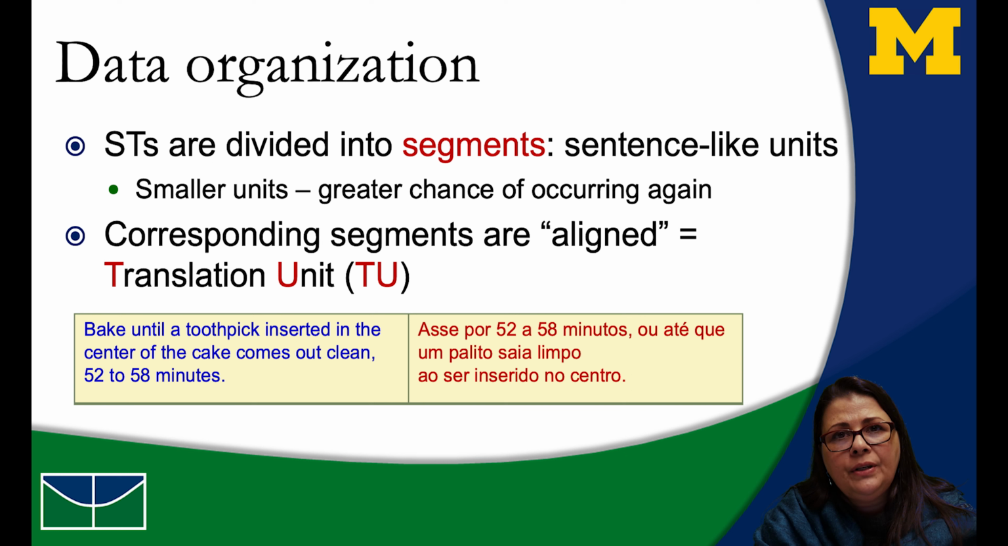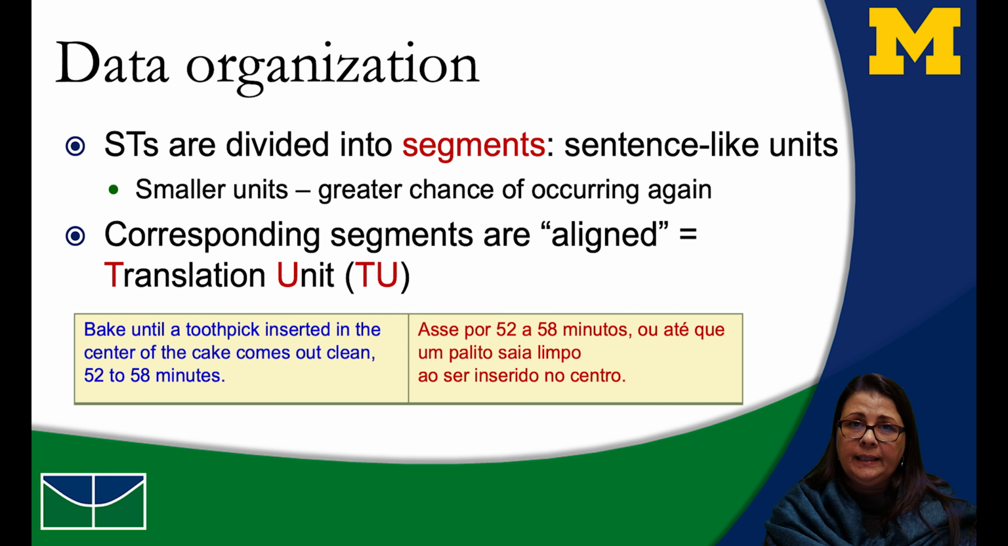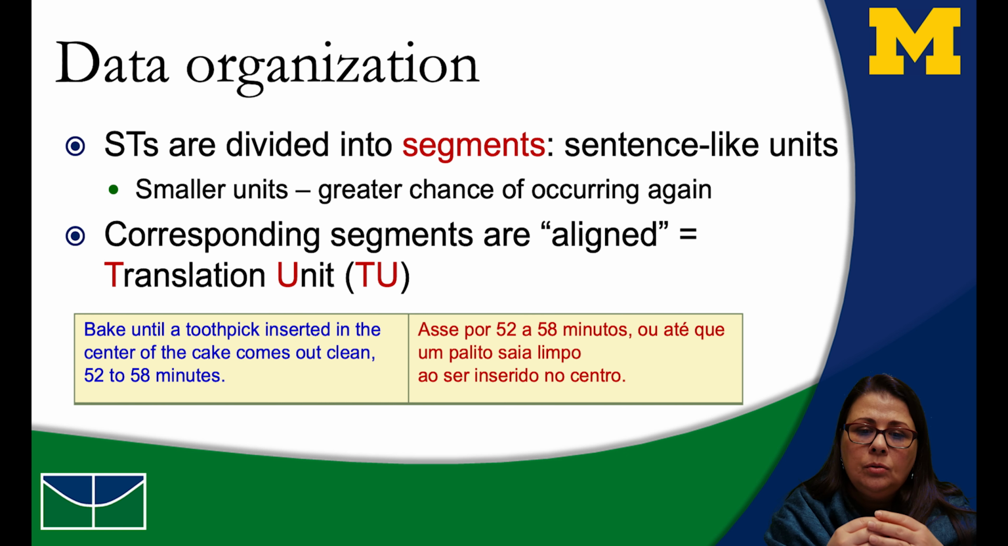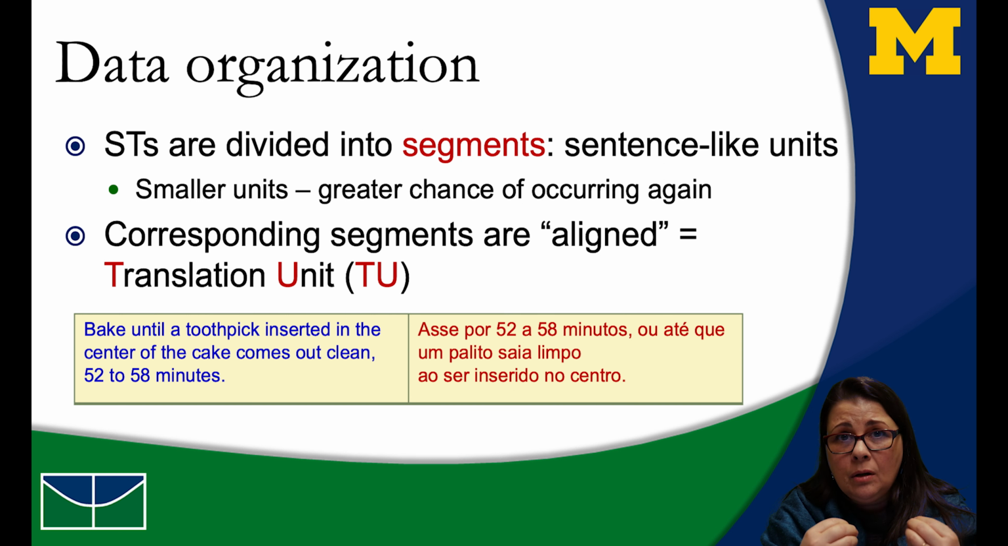So how is this data organized inside the translation memory? Once you upload the text in a CAT tool, this text is going to be broken into these segments. So segments can be, again, sentences with a full stop, or you can use commas to separate segments, although it may not work depending on the area that you are.